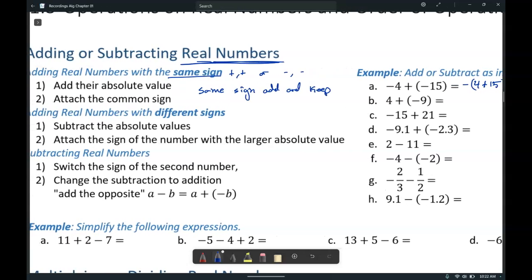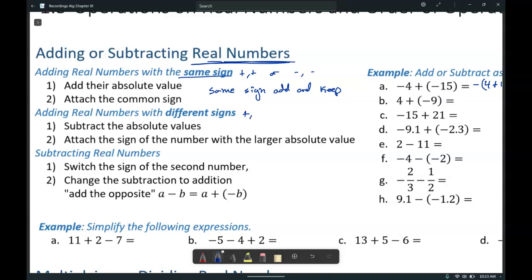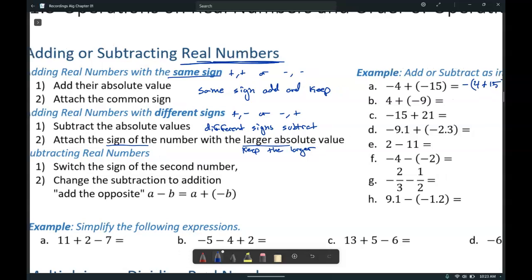Now, when we have different signs, meaning that the first one's positive and the second one's negative, or the first one's negative and the second one's positive, we want to subtract the absolute values, and then we want to assign the sign of the larger magnitude. Okay, and so with subtraction, we want to think different signs, subtract, and keep the larger. Okay, it's different signs, subtract, and keep the larger.